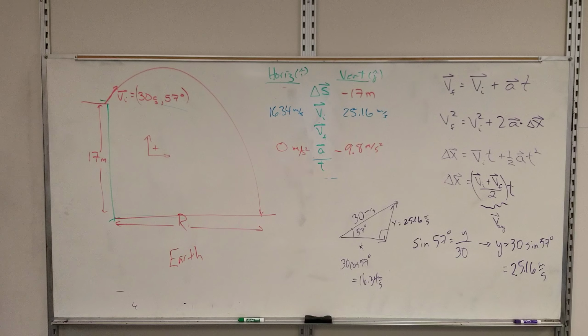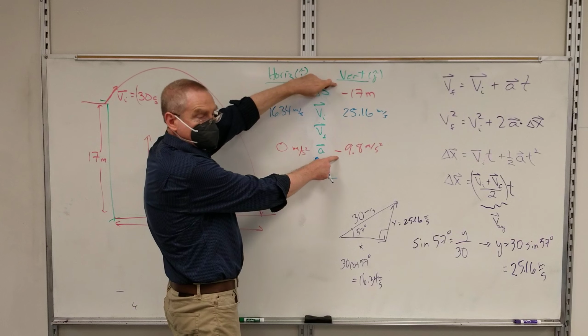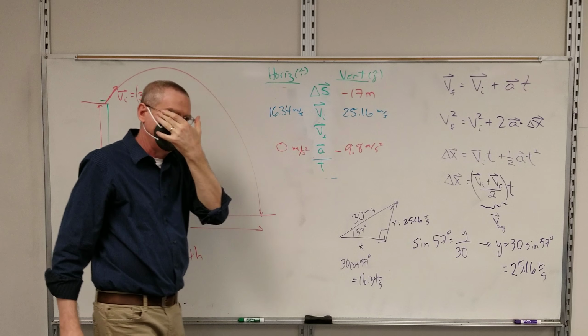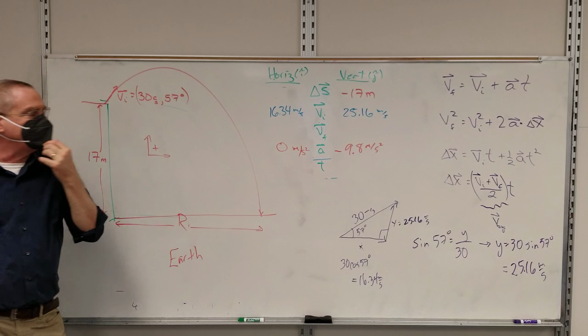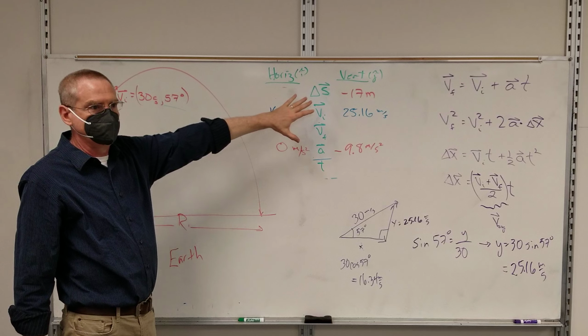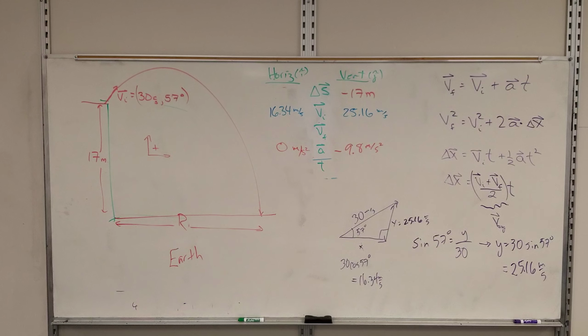If we had chosen down to be positive, then my displacement and my acceleration vertically would be positive, but my initial velocity would be negative. And you have to get the signs right there. If you don't get the signs right, potentially you're going to end up with a solution that's imaginary. If you get a negative under a radical, that means one of two things. One, you made a mistake, or two, there's no solution.